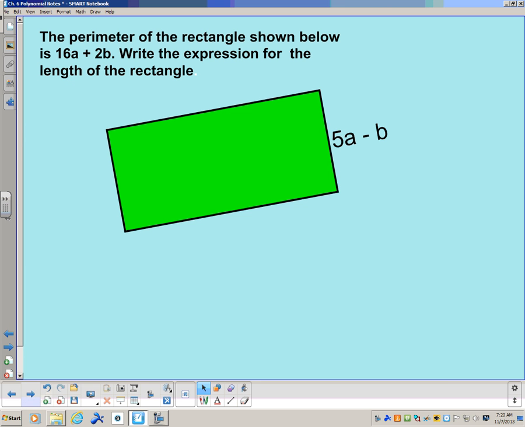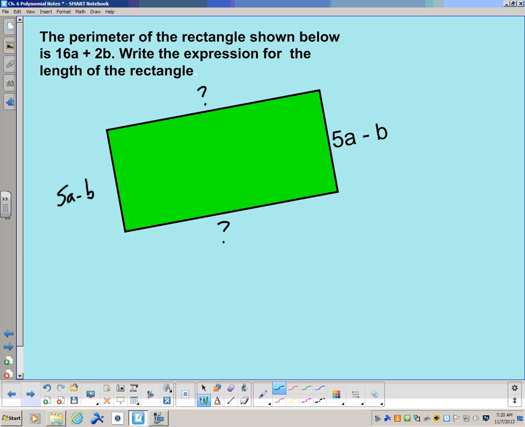And then our third one here, it says the perimeter of the rectangle shown below is 16a plus 2b. We're supposed to write the expression for the length of the rectangle. So perimeter, we add up all the sides. So if that one is 5a minus b, then this one over here is 5a minus b. And again, if we want, we could use some unknown thing. We could use a question mark if we wanted to, which, let's do that. We did that before, so let's do a question mark again.